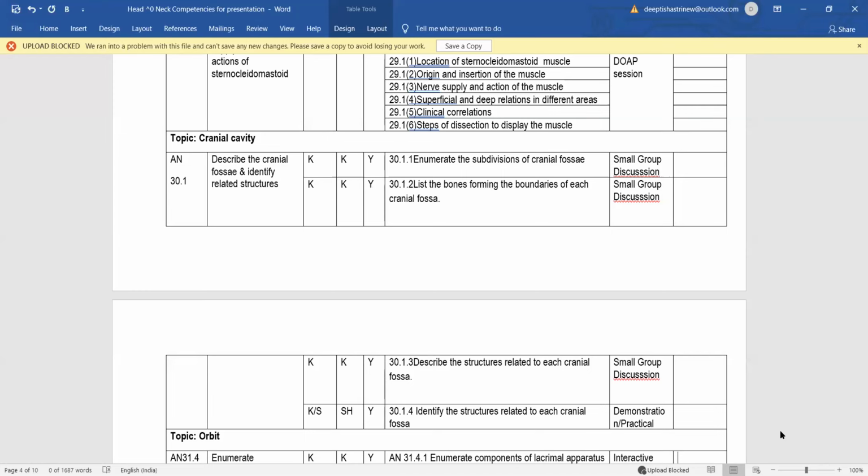Yeah, ma'am, competency 30.2 addresses that. That is, describe the foramina, major foramina, and identify the structures passing through the foramina, as 30.2, ma'am. That's why we didn't include it here. No problem, very good.